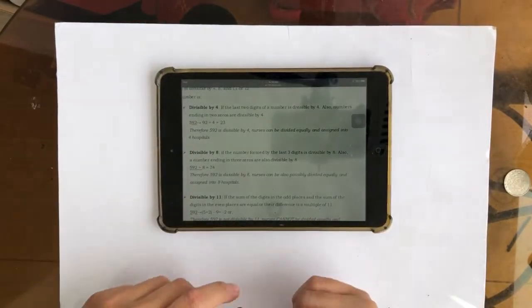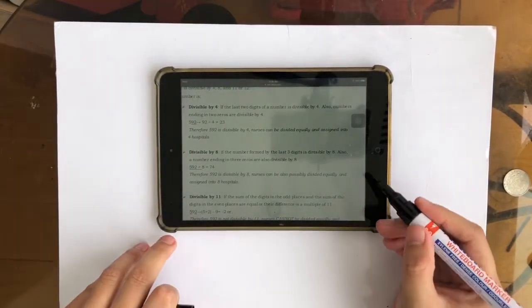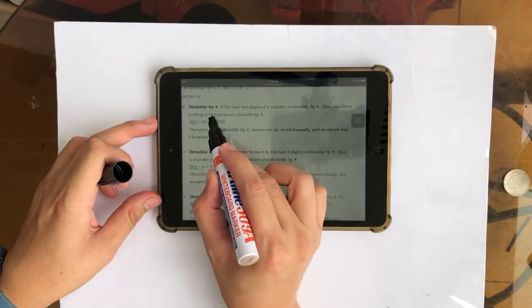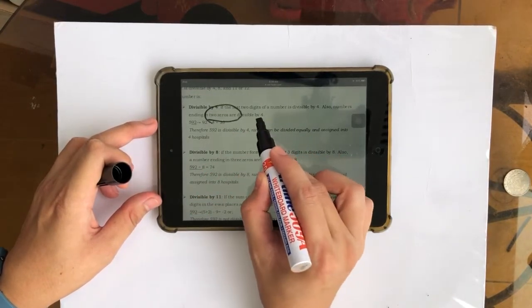Ang sabi din dito, kung dito naman sa divisible by 4, kailangan daw ay 2 zeros ay divisible by 4.